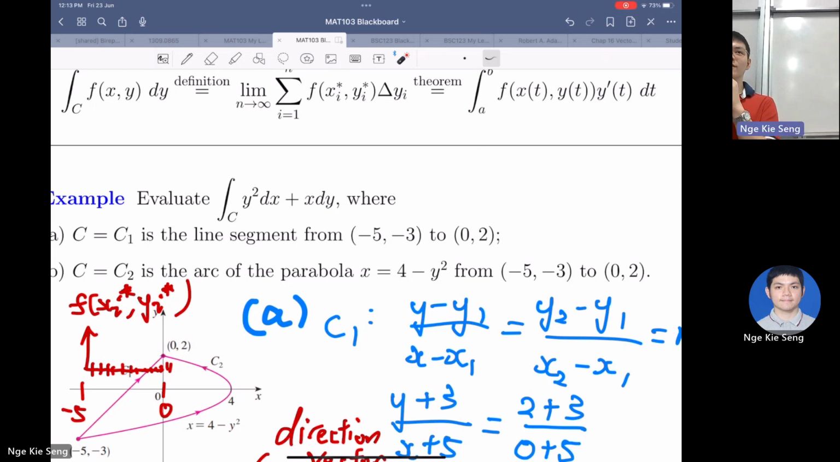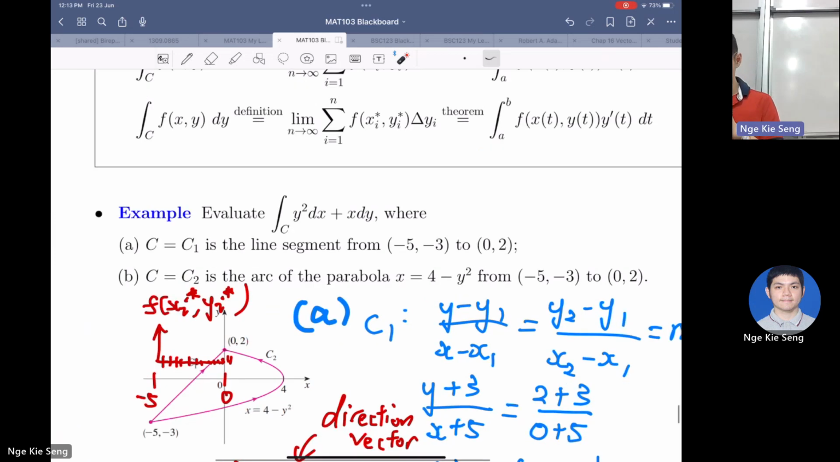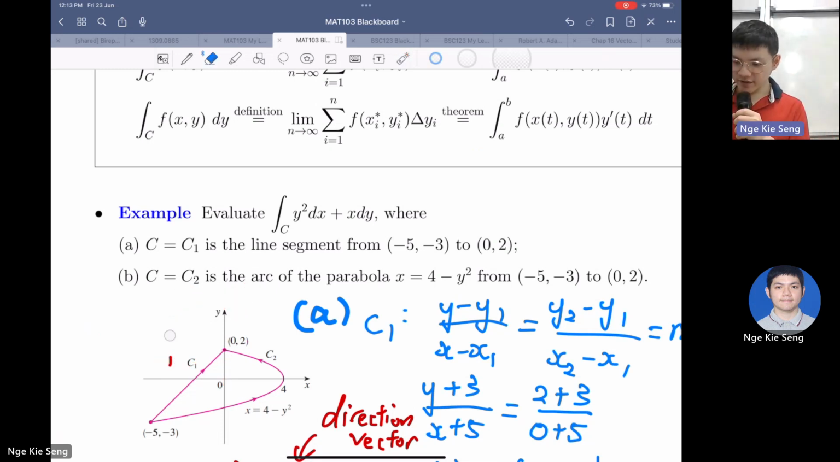Do you want to do it yourself or we do it together? Do it together? Okay, sure. Let's do it together. So let's do the C2 here. Okay. So let's say we want to integrate over C2.